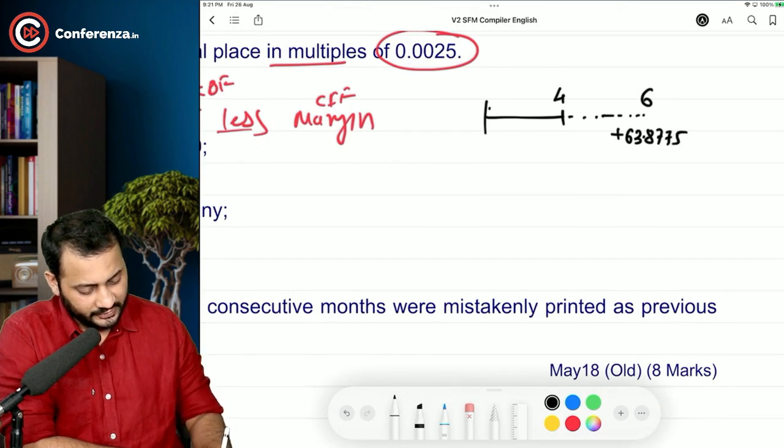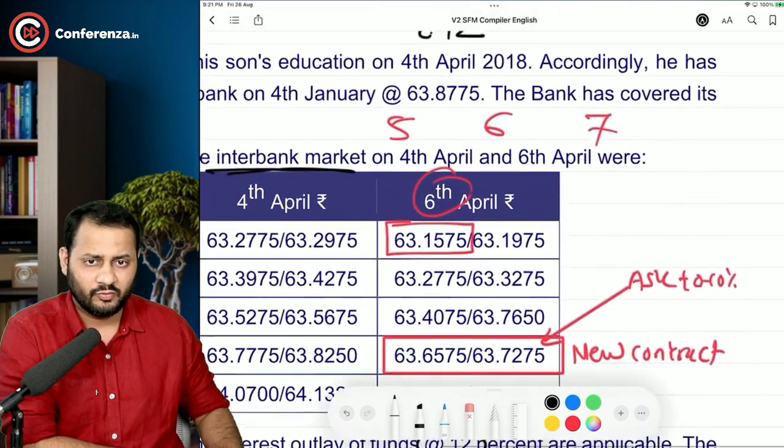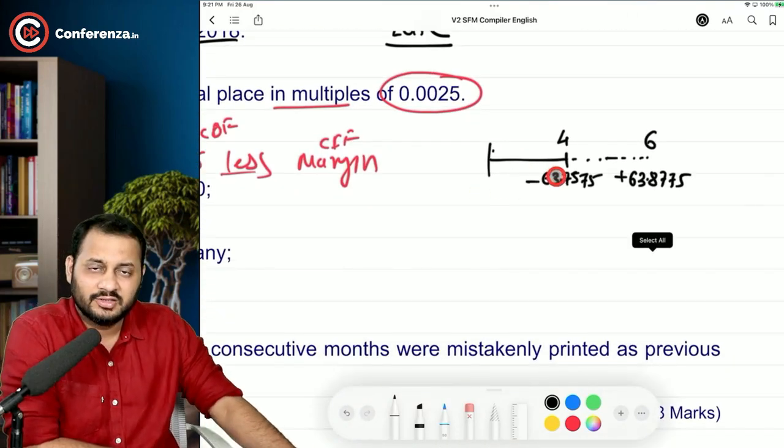63.8775 was the selling rate. 63.7575 was the buying rate to you on due date. Now what did you do with that? You bought the dollars to sell to the customers on 4th of April. But the customer did not appear. What did you do with these dollars?